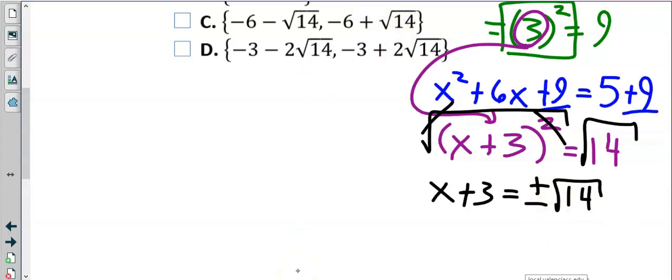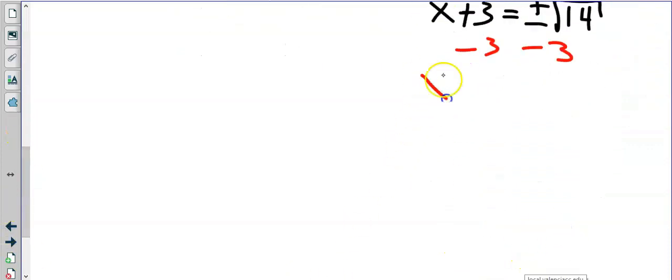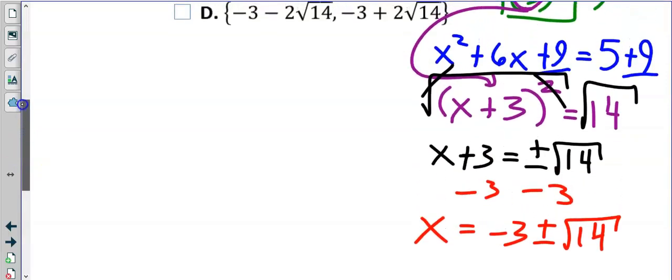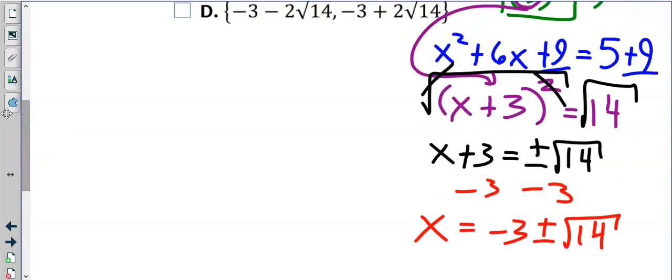Subtract 3. That's right. Move this number away from x, and you're either going to add or subtract it away. So we subtract 3. We now know what x equals. I always write this number before your square root. So x is equal to negative 3 plus or minus square root of 14. So all we have to do is go up and look at our multiple choice and find an answer that has that in it.